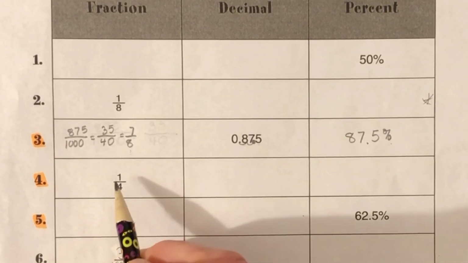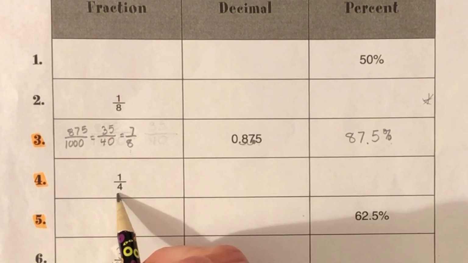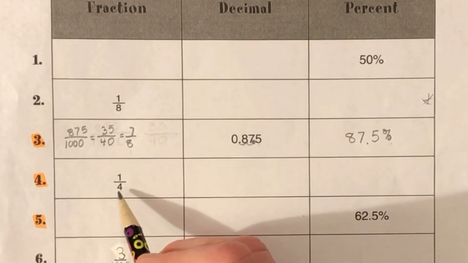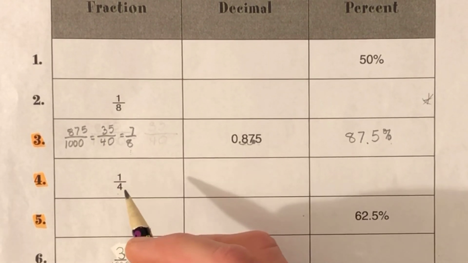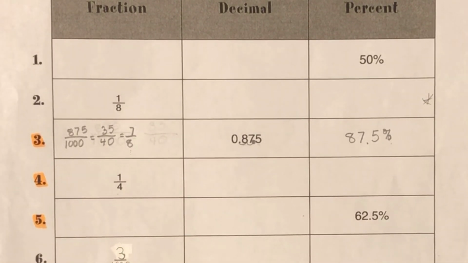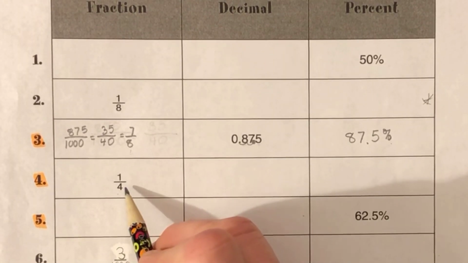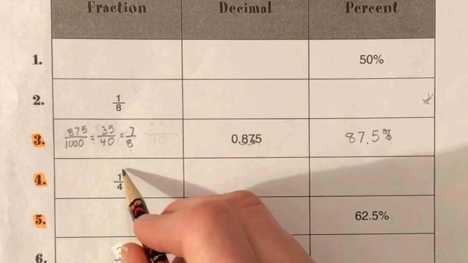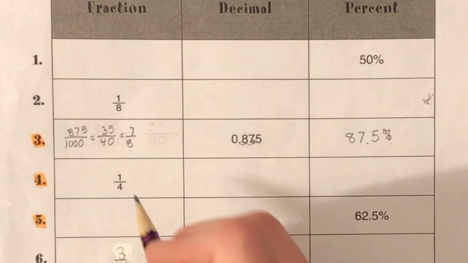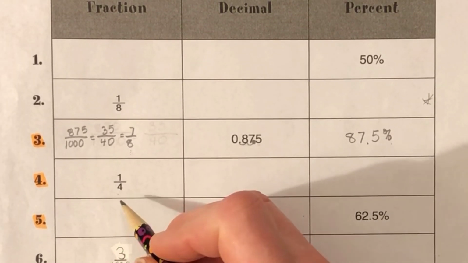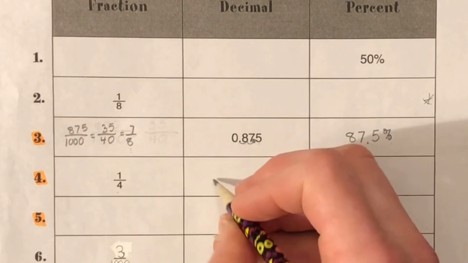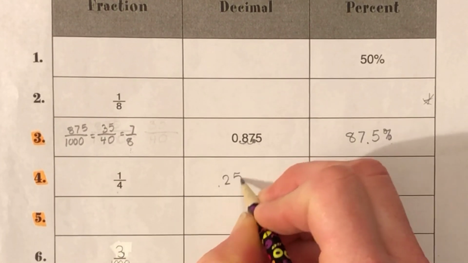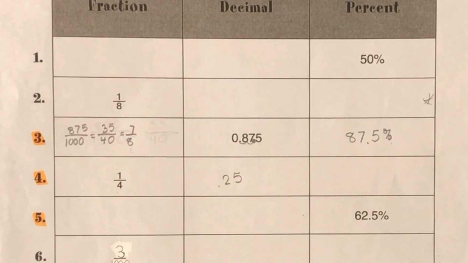Number 4, fraction to decimal. 1/4, you get to the point where you automatically know what that is. If you're not sure, you can divide it out. You can use long division. You can use your calculator, 1 divided by 4. I know that 1/4 of $1 is a quarter. 1/4, written in decimal form, is 25 hundredths. If you don't believe me, get your calculator, 1 divided by 4, and see what you get.